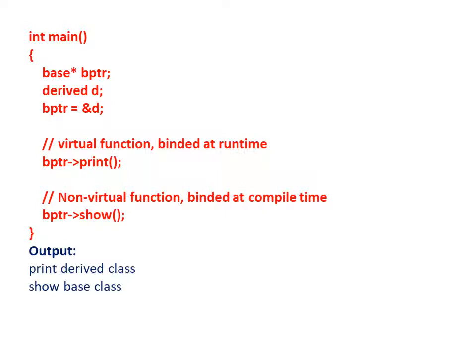Here again, show I haven't made virtual in the base class, isn't it? So anyway, the memory will be holding the base class functions alone. So using the bptr, if it is a non-virtual function, the base class function alone will be called, and this binding happens during the compile time. Print derived class is a statement which is present in the print function of the derived class, and show base class is a statement which is present in the show function of the base class.